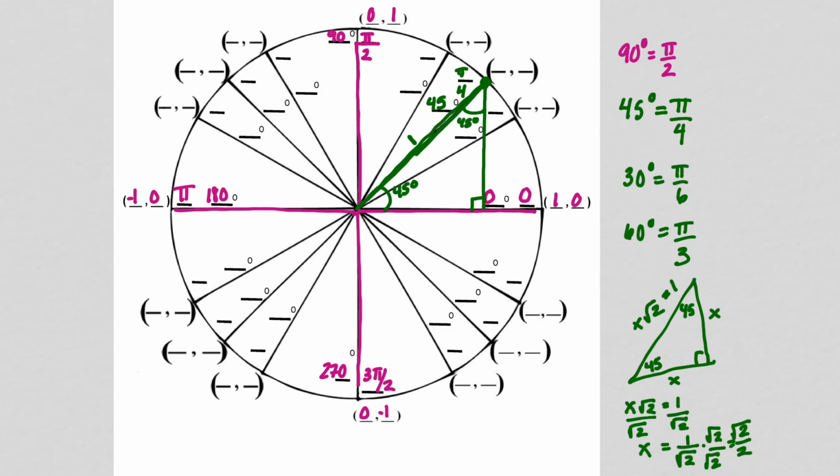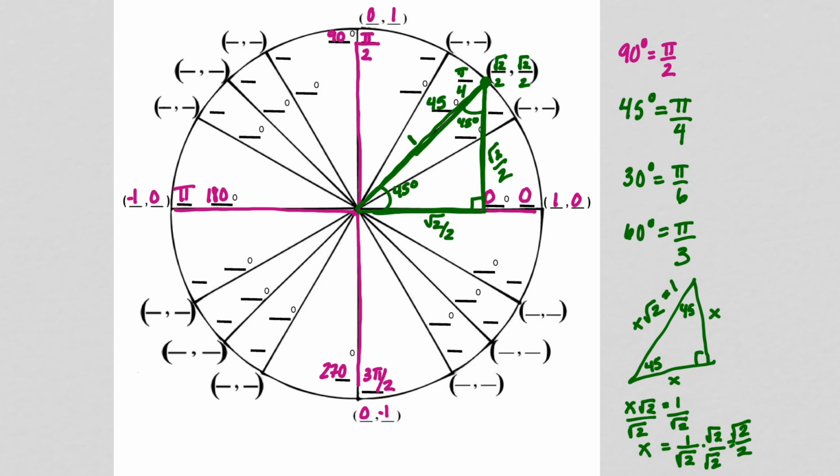Which means this side here of my green triangle is root 2 over 2, and this side here of my green triangle is root 2 over 2. Which means this point here is root 2 over 2, comma, root 2 over 2. So, all of the points on the unit circle come from looking at these special right triangles.